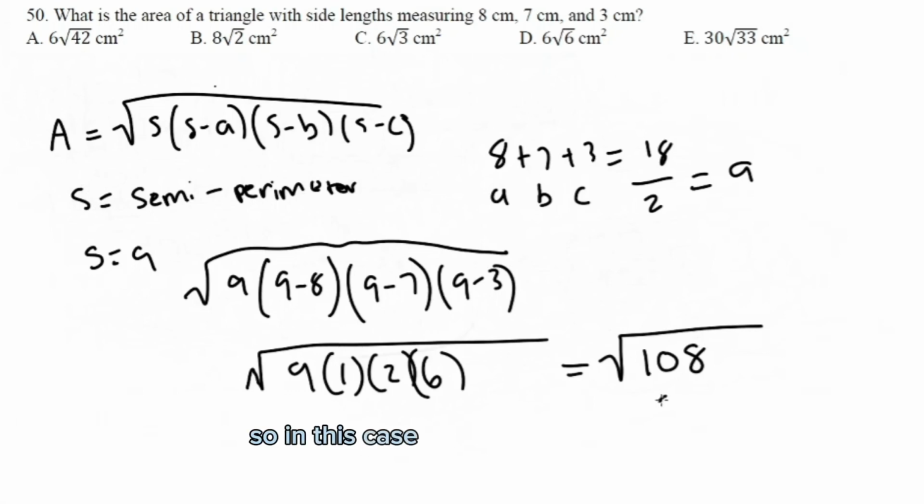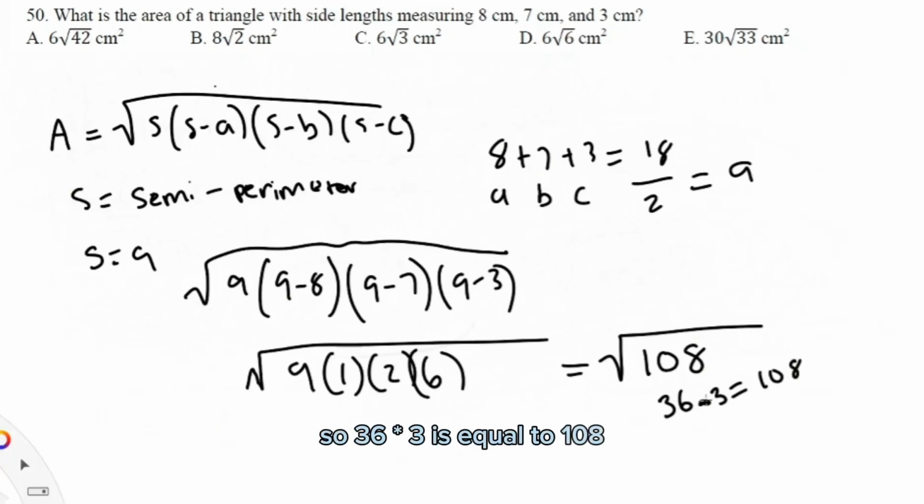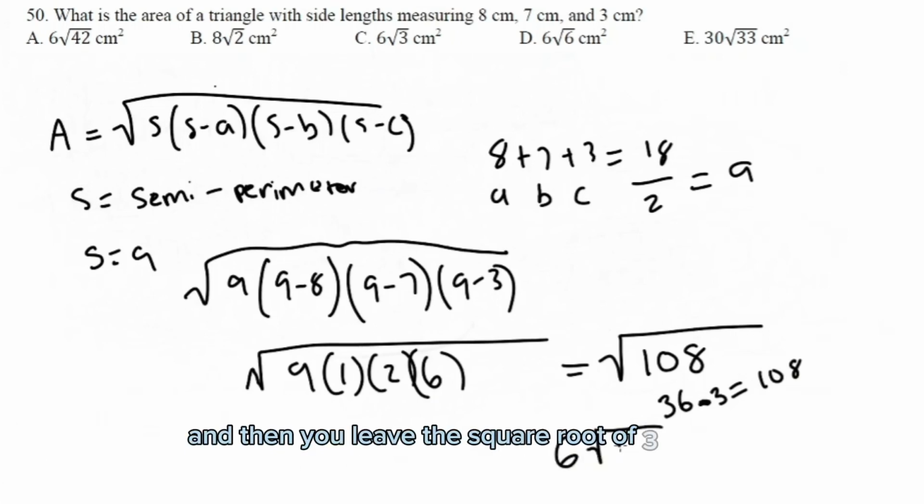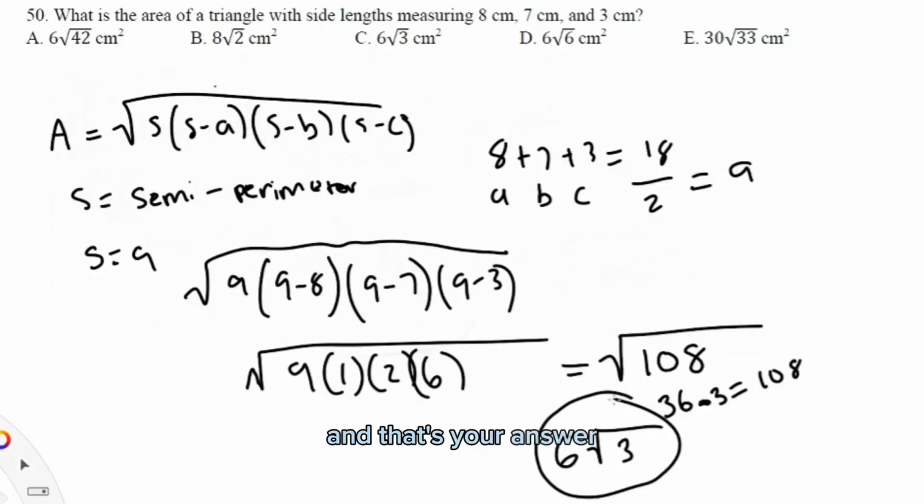In this case, 36 times 3 is equal to 108. If 36 times 3 is equal to 108, and 36 is a perfect square, we can just bring the 36 outside the square root. The square root of 36 is 6, so this now becomes 6, and then you leave the square root of 3 inside, and that's your answer.